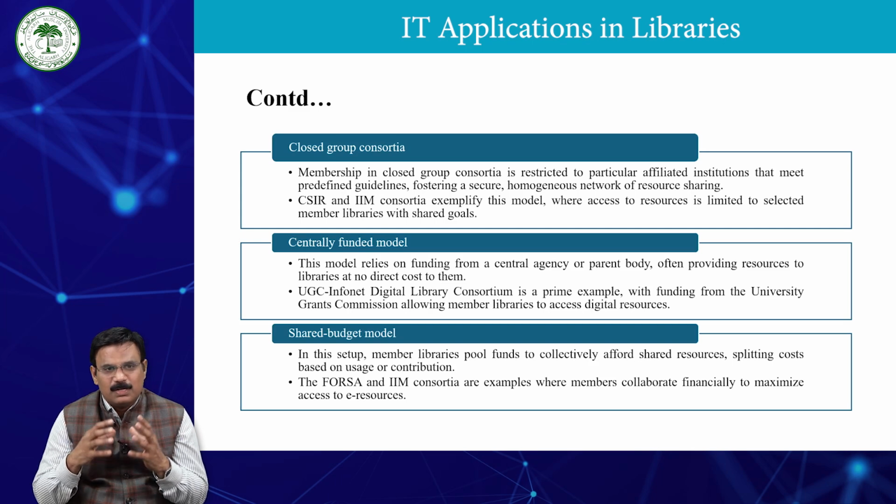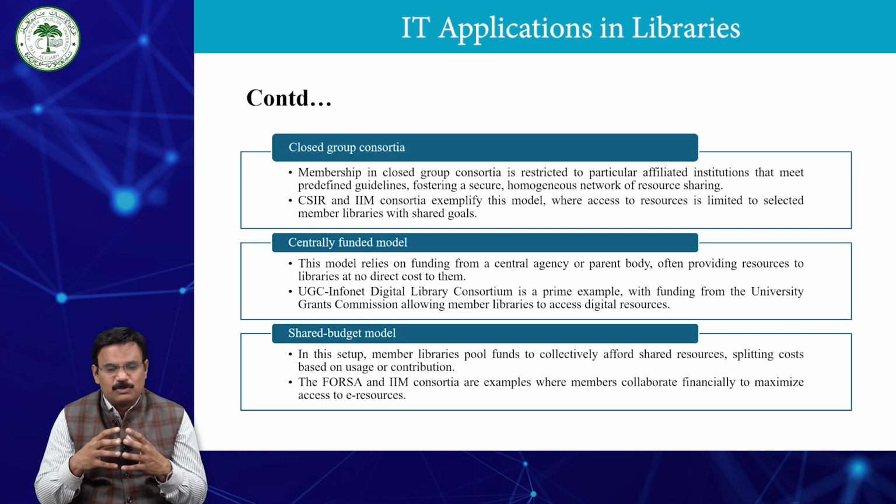Centrally funded model. This model relies on funding from a central agency or parent body, often providing resources to libraries at no direct cost to them. Shared budget model. In this model, member libraries pool funds to collectively afford shared resources, splitting cost based on usage or contribution. Centrally funded consortium model relies on funding from a central agency or parent body, often providing resources to libraries at no direct cost to them.